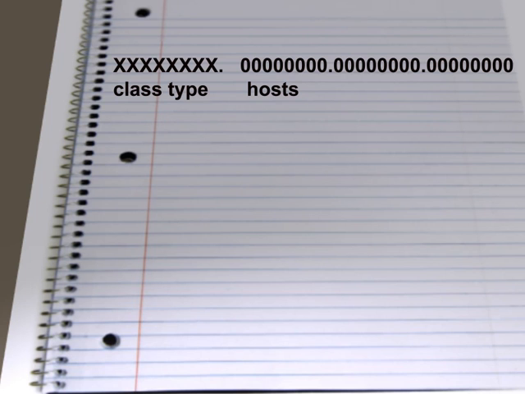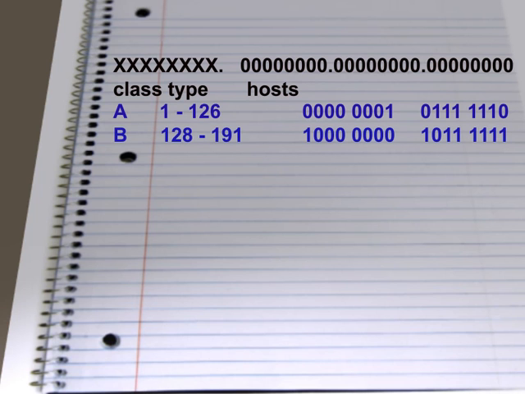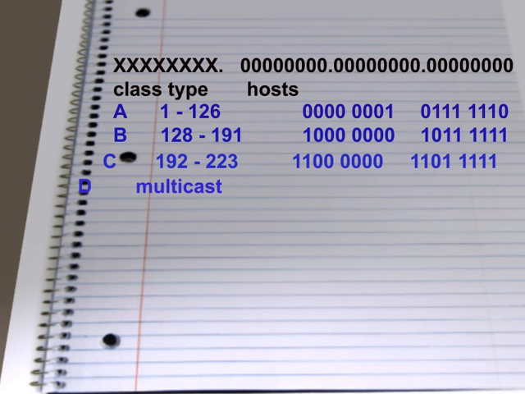The first octet of a class A system used 1 through 126. Class B, the first octet was 128 to 191. Class C, the first octet is 192 through 223. Class D was a special purpose use for multicast, and Class E is reserved for future use.